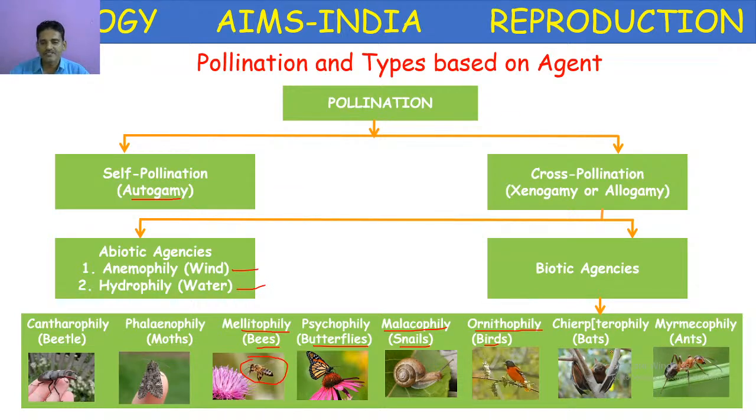These are all technical terms. If it takes place by bats, chiropterophily. If it takes place by ants, it is called myrmecophily. So these are all the important biotic pollinating agencies. Nature plays a very important role. Naturally, all these organisms are involved in pollination. That's why plants depend on animals for the purpose of pollination.